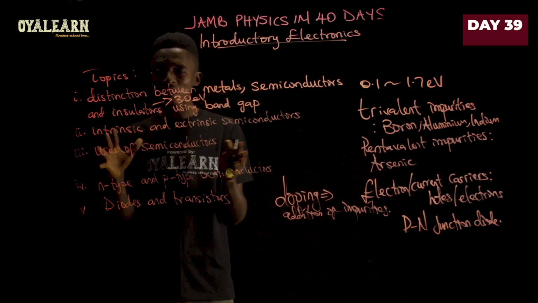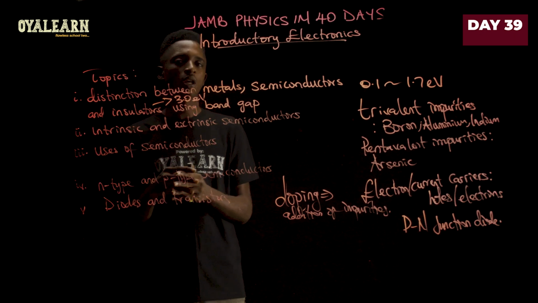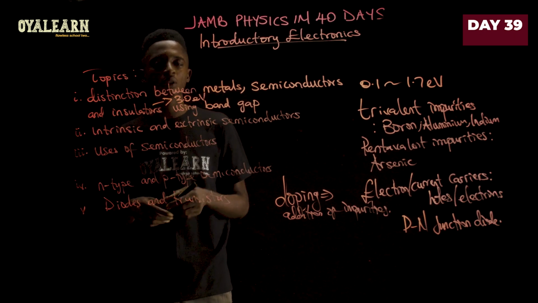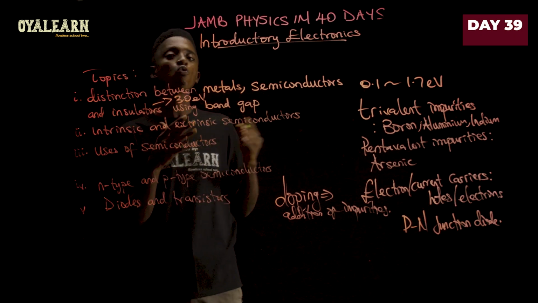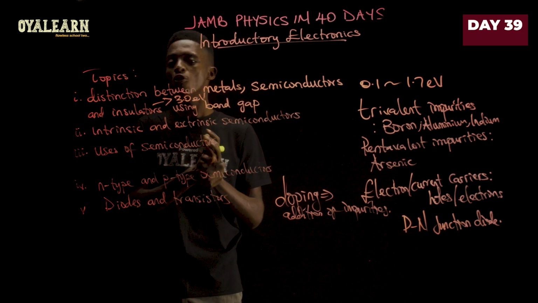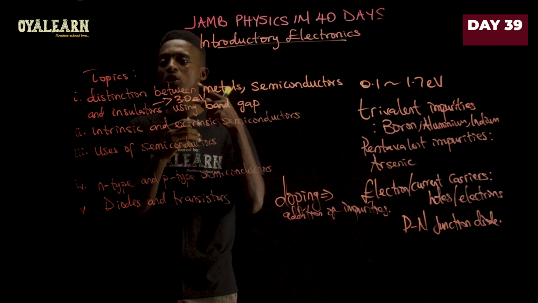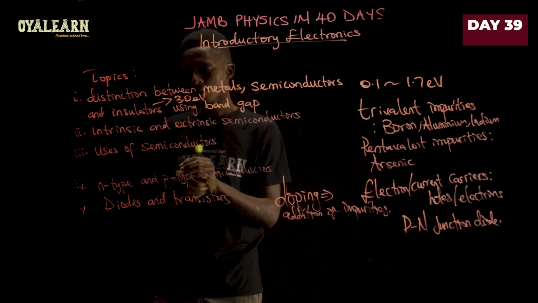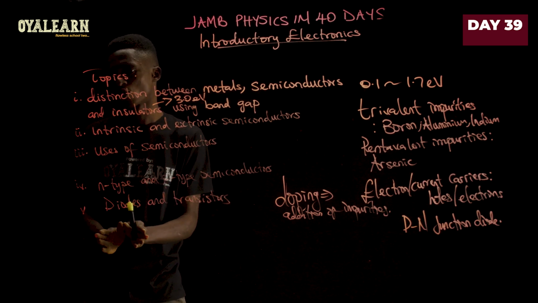Now, there are two types of rectification. We have what we call the half-wave rectification, where you use just one diode, and then we have what is called the full-wave rectification. Now, the full wave is two. You can either use two diodes or you use four diodes for the bridge method. Okay? Now, that is for applications of diodes.